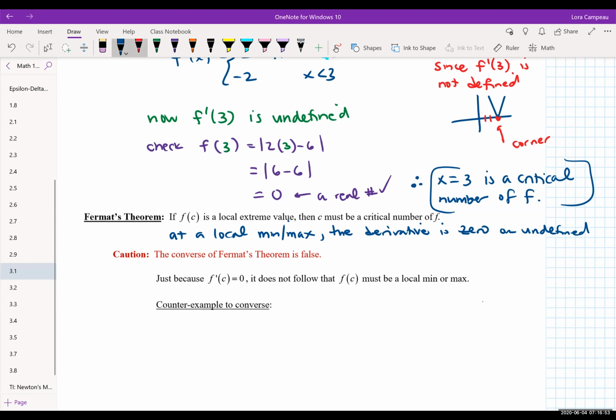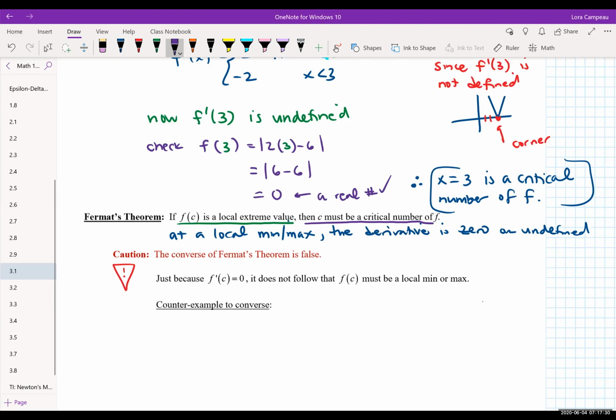But the only thing I must caution you on is that if you take the converse of Fermat's theorem, it's false. And what they mean by converse, remember how we talked about hypothesis? They always talk about the if part first, that's the hypothesis. If all of these criteria hold, then we can automatically assume that's our conclusion. So the converse is flip-flopping the hypothesis with the conclusion.